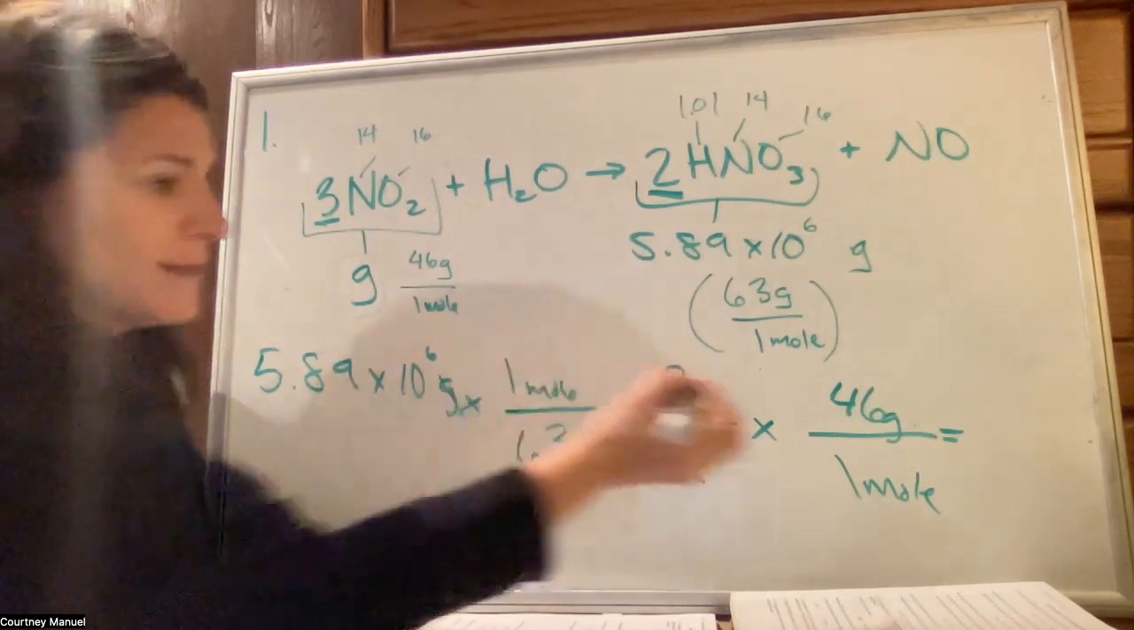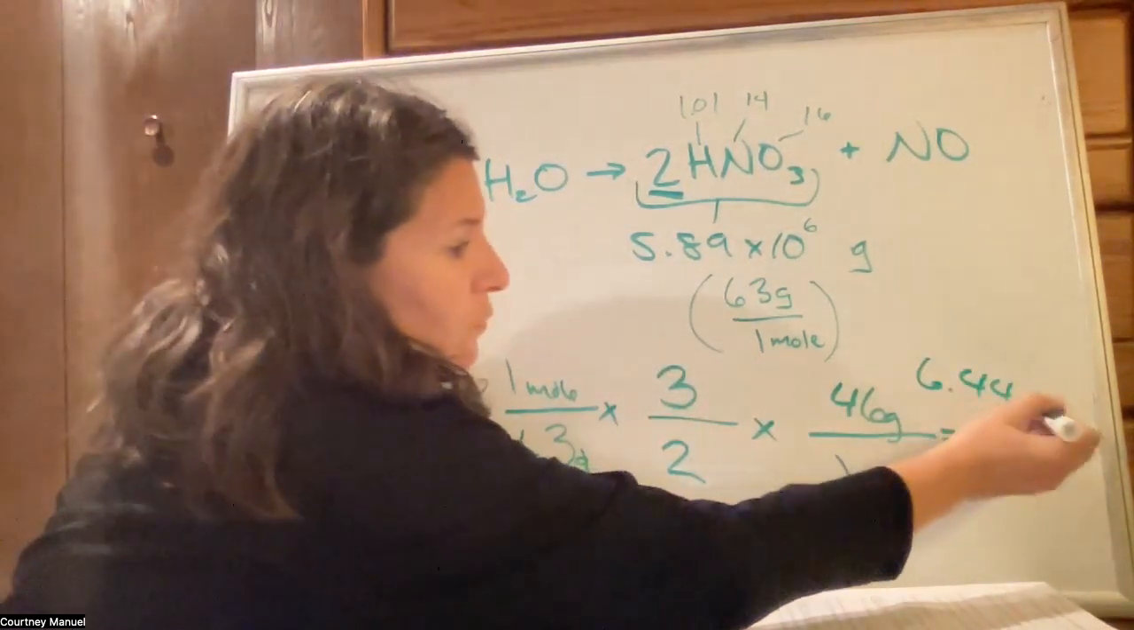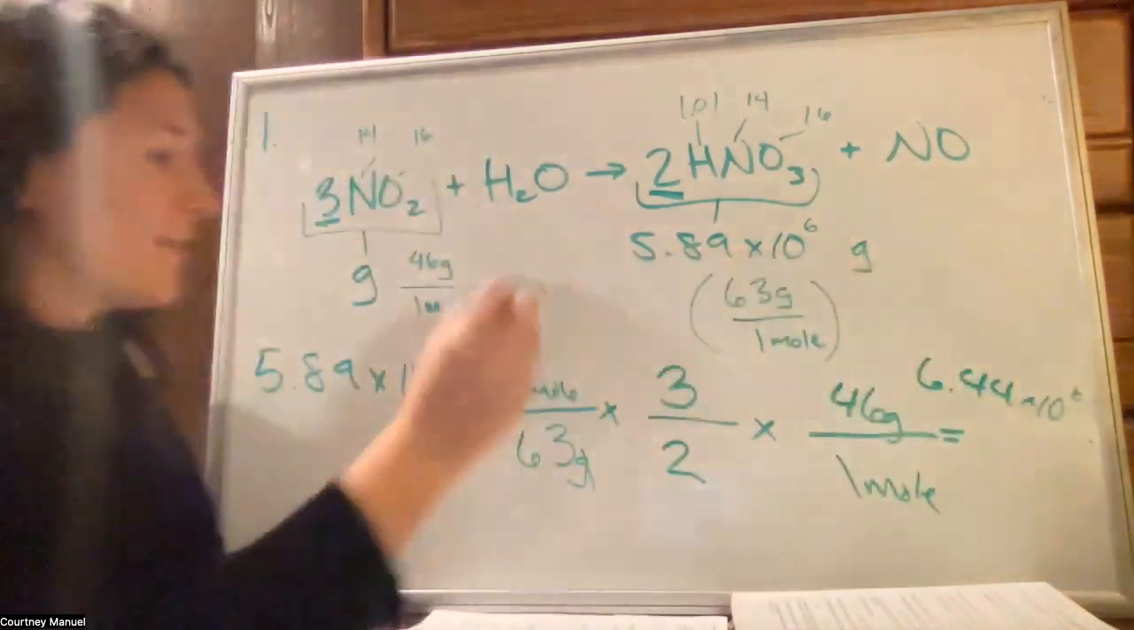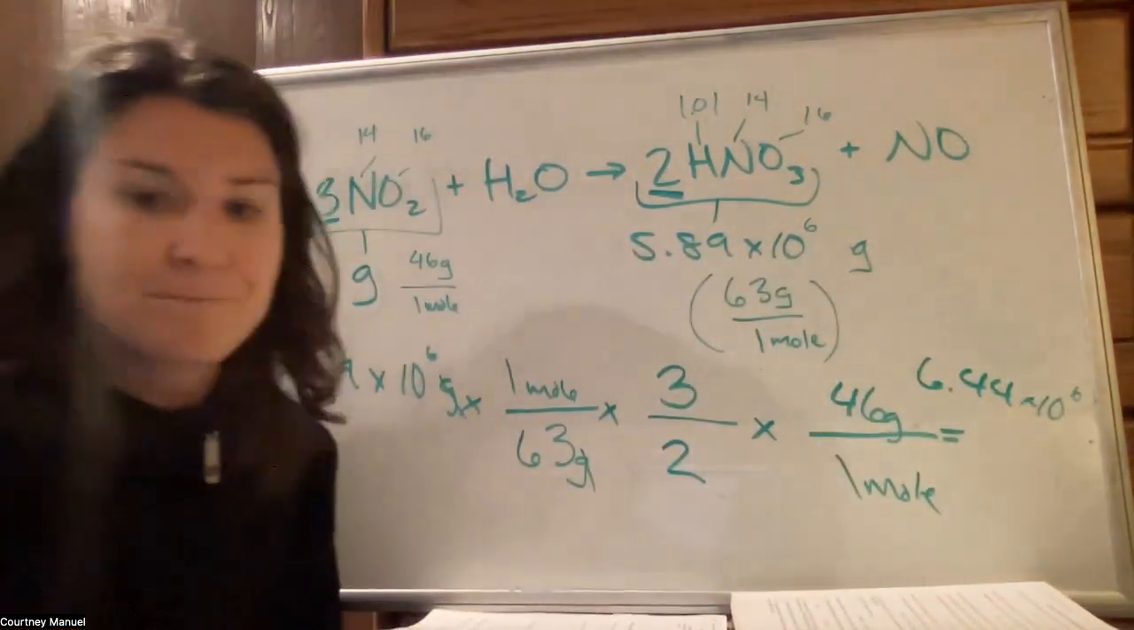6.44 times 10 to the 6th. And that's grams of nitrogen dioxide. Let's do another one.